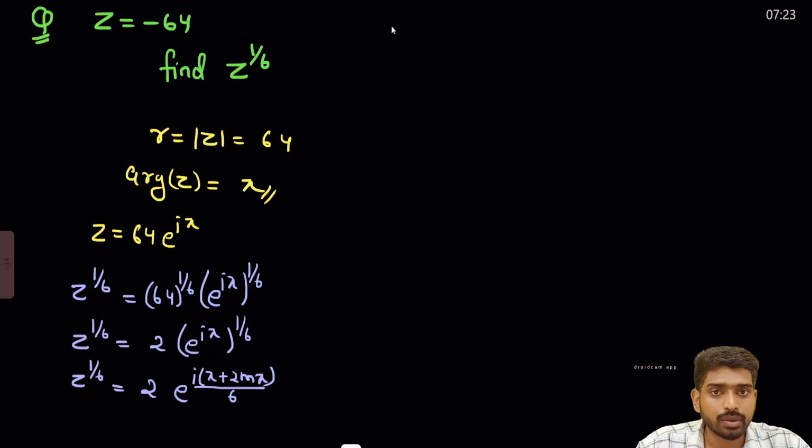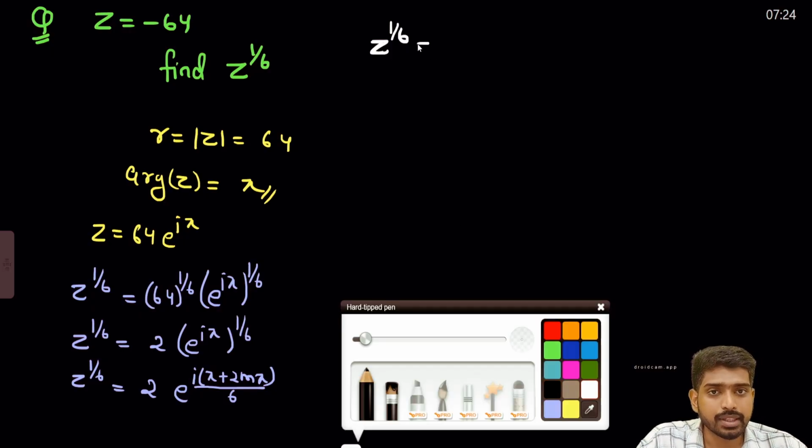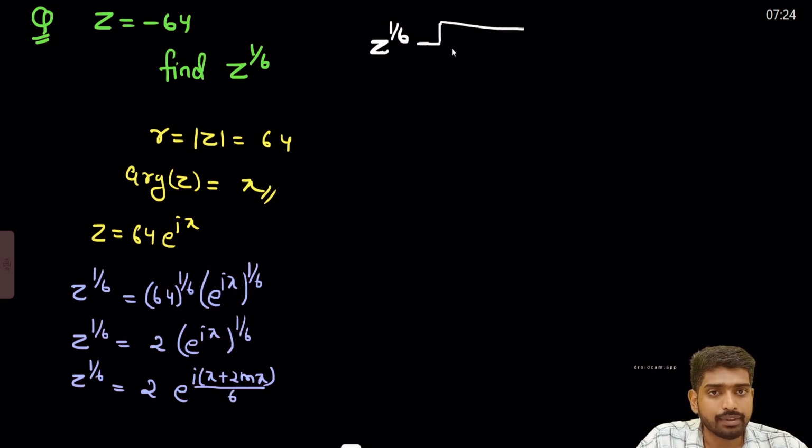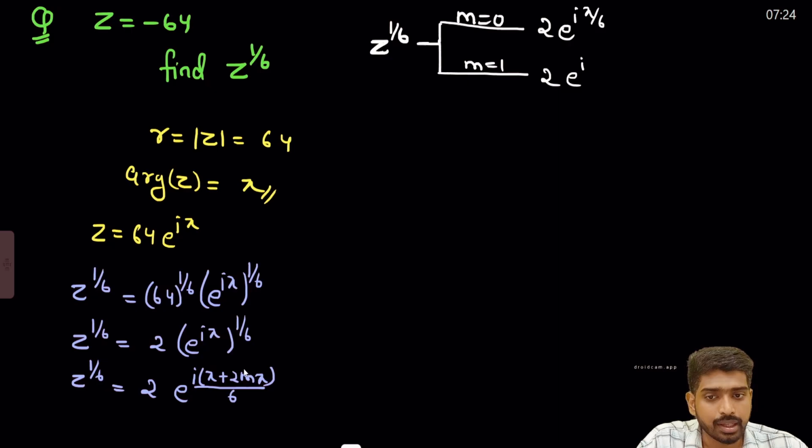So z to the power 1 by 6 we will get by keeping the m values. First we'll keep m value as 0. If I keep m value as 0, I get 2 e to the power iota pi by 6. Got it? Next we'll keep m value as 1. So here we'll get 2 e to the power iota, with 2 pi plus pi, which will be 3 pi by 6, which is 2 e to the power iota pi by 2.